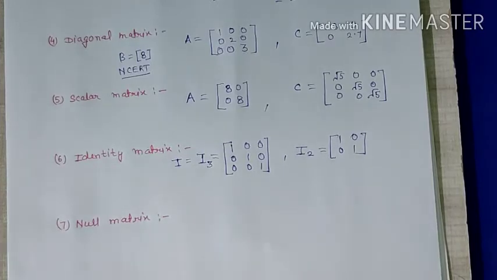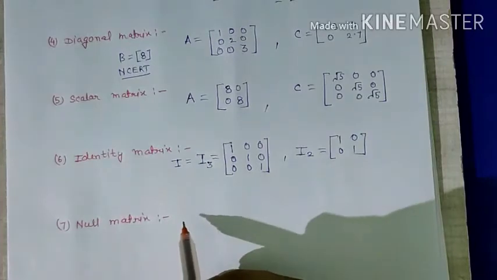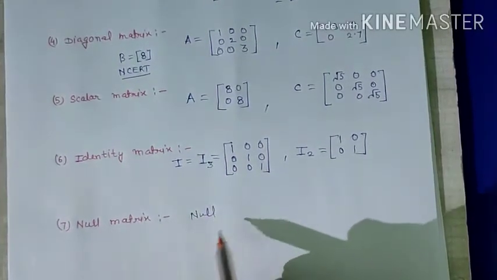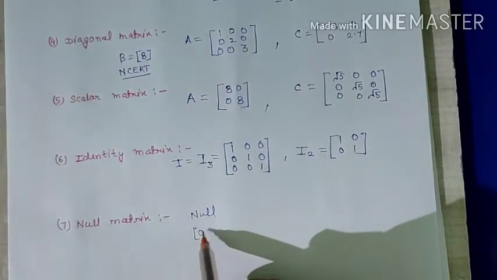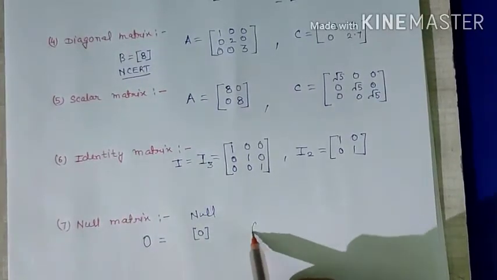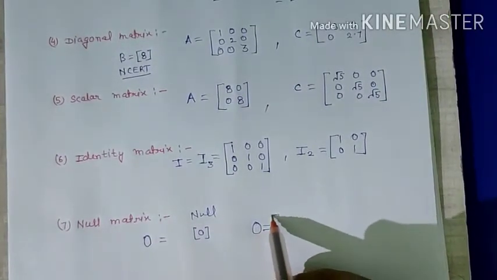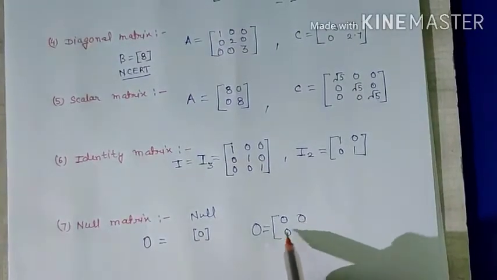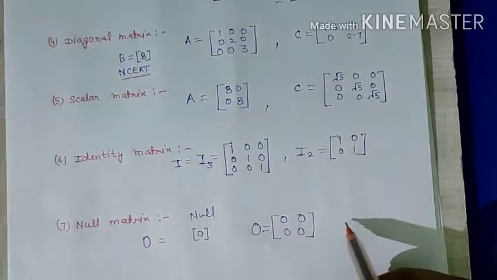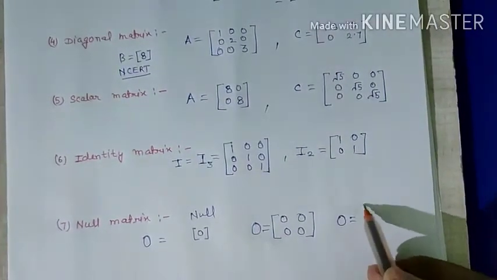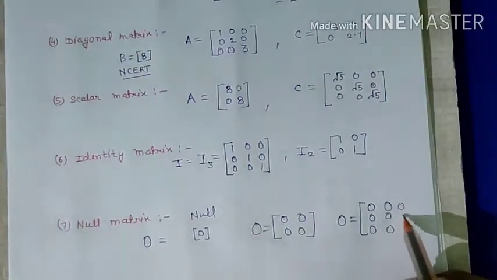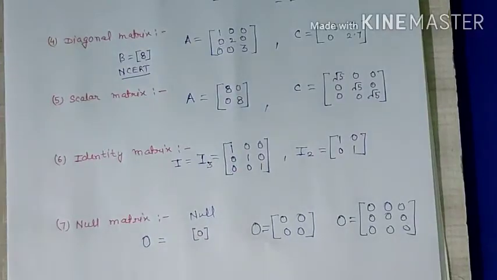Now the zero matrix, or you can say null matrix also. All the entries will be 0, and we represent it by O: 0, 0, 0, 0, like this. We may have some other order also, like 0, 0, 0. These are the entries. In this way we can make it.